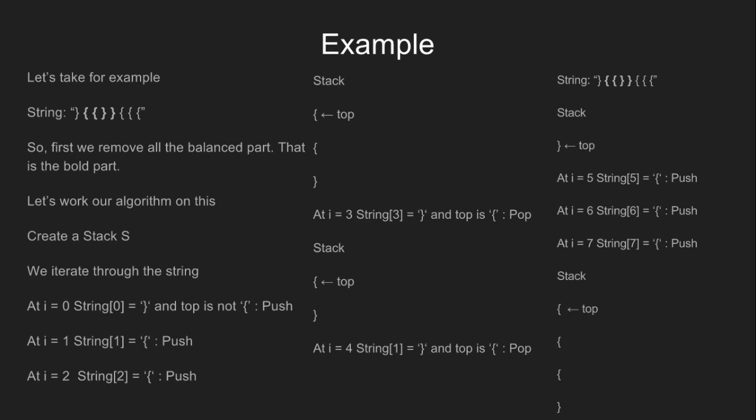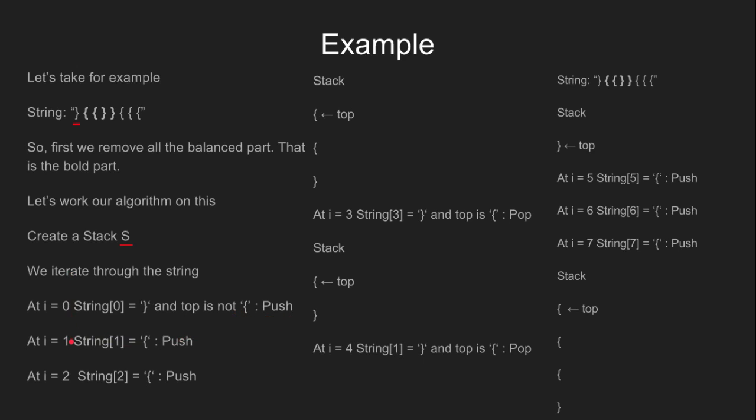Let's look at an example now. We assume our string to be this. So first we have to remove all the balanced part from the string, which is the bold part. So let's work our algorithm on this. First step, we create a stack S and then we iterate through the string. We see that at i equal to 0, we have a closing bracket and the top of stack is not an opening bracket. So we push this element into our stack.